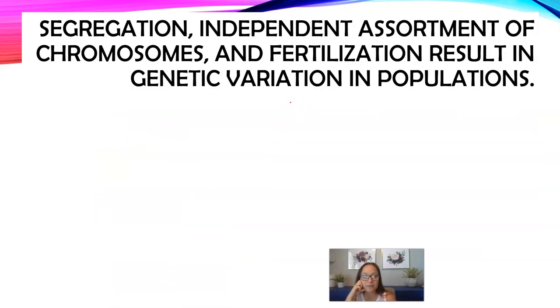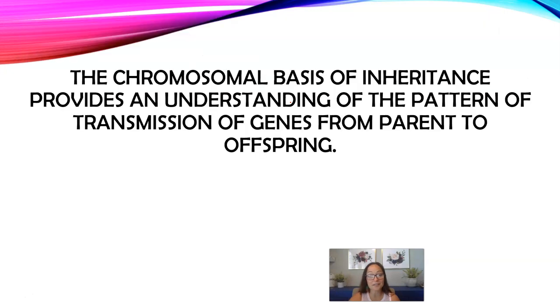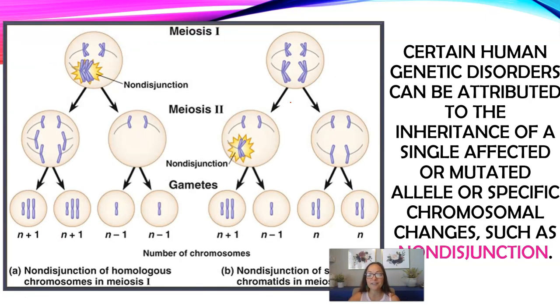Segregation, independent assortment of chromosomes, and fertilization result in variation. Like we mentioned earlier, variation is really important. And then here, the chromosomal basis of inheritance, meaning that understanding that it's chromosomes that are passed from one generation to the next gives us an understanding of the pattern of how genes go from parents to offspring.